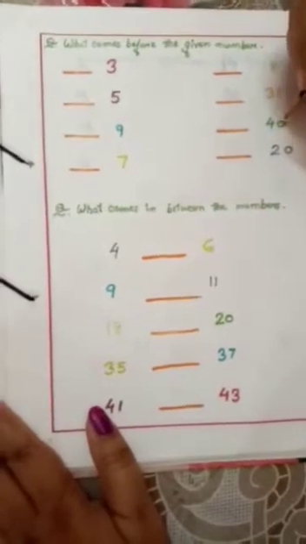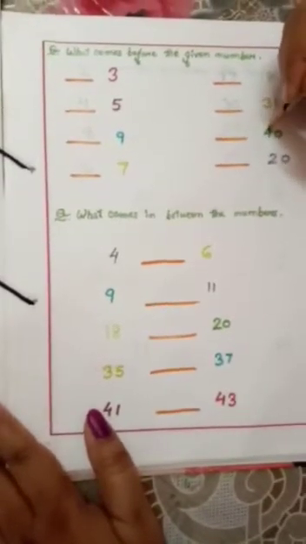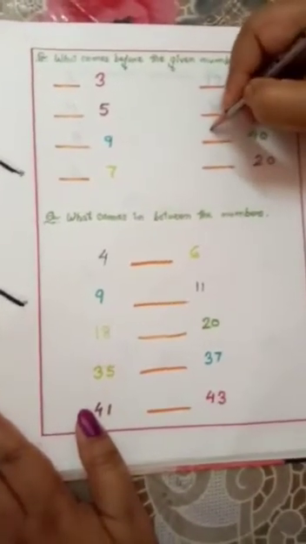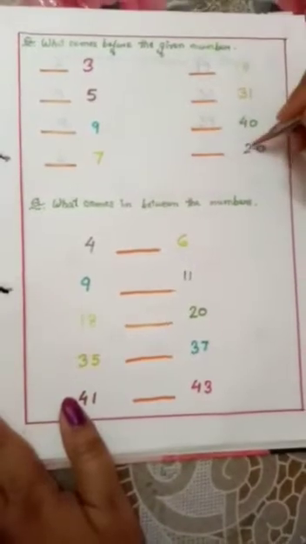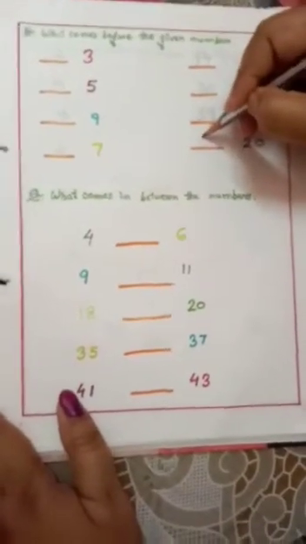whole number will change. See I have written here 40. So 4 will change to 3 and 0 will change to 9. Similarly 20, 2 will change to 1 and 0 will change to 9.